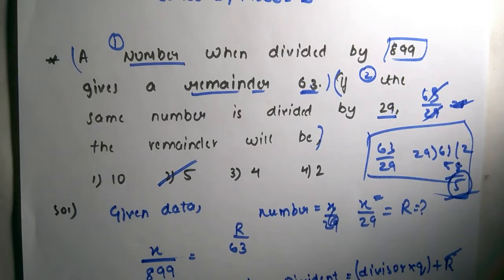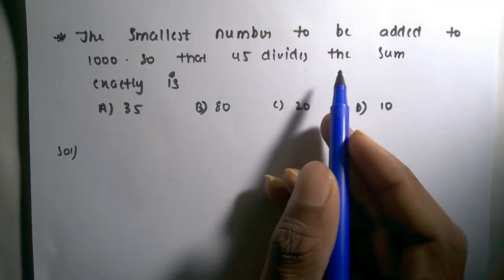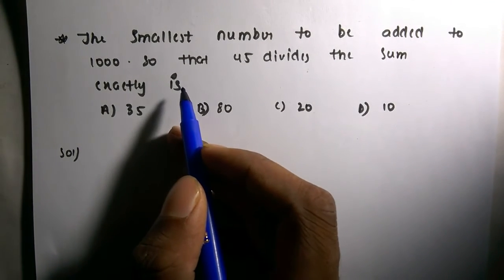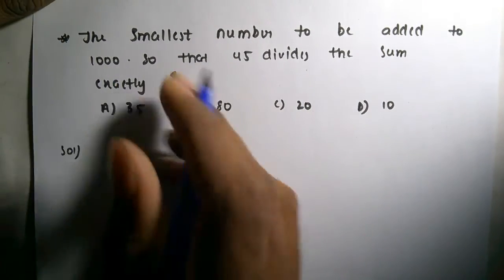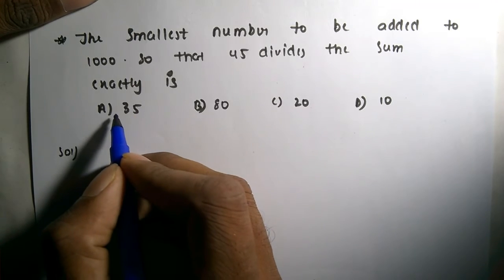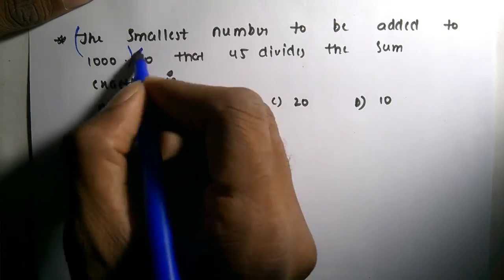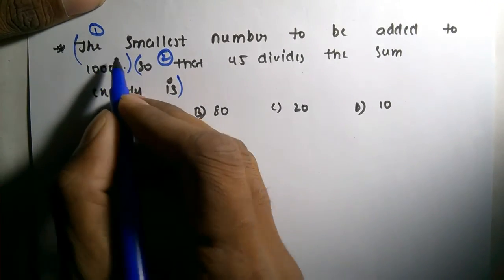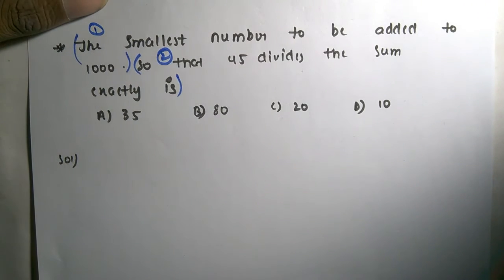Okay, and our next question is: the smallest number to be added to 1000 so that 45 divides the sum exactly. Here he is asking for the smallest number we have to add to 1000, so that 45 divides the sum exactly. Let us take this as 2 conditions: this is the first condition and the second condition. In the first condition, he asked for the smallest number to be added to 1000.